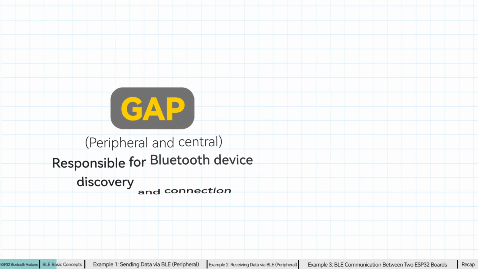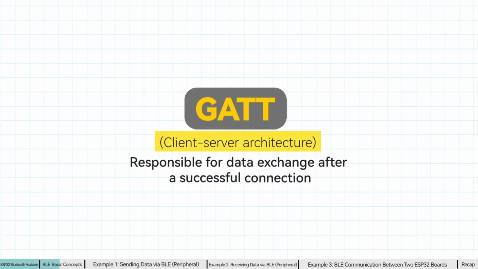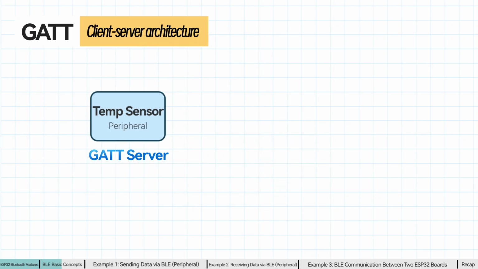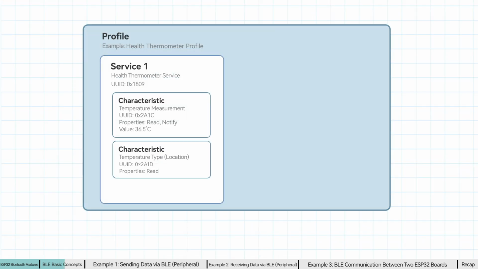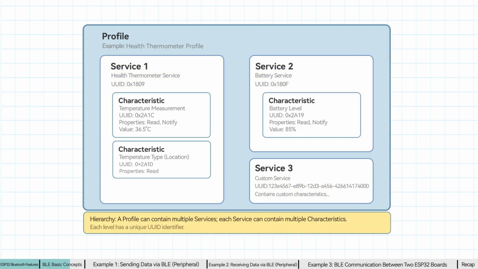Once devices establish a connection via GAP, data exchange is managed by GATT. GATT uses a client-server architecture. Typically, the peripheral that provides data is the GATT server, and the central that requests data is the GATT client. On the GATT server, data is organized in a clear hierarchical structure. At the top is a service, which represents a function of the device, such as a temperature service or battery service. Each service contains 1 or more characteristics.